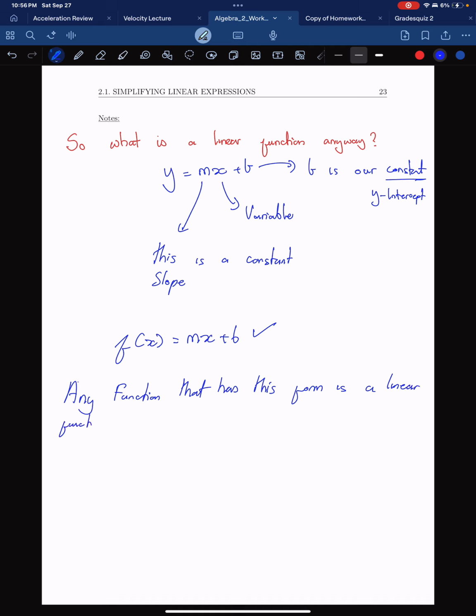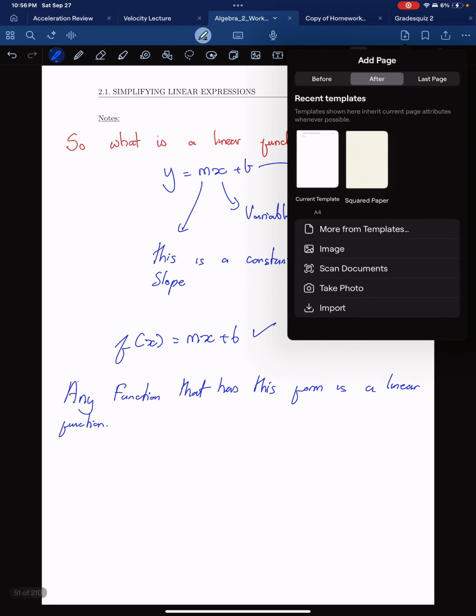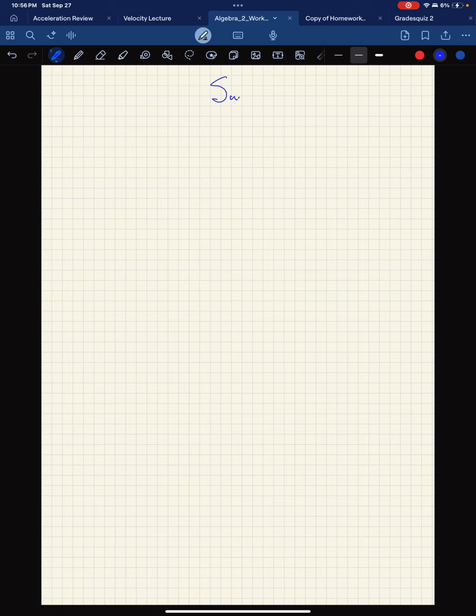All right, so things to notice, all right? So a summary of linear functions, then we're done, all right? I'm tired, I want to go to bed. You see, it's 10:56 p.m. on a Saturday night. I'm doing this for all of you guys. All right, because I love you guys.